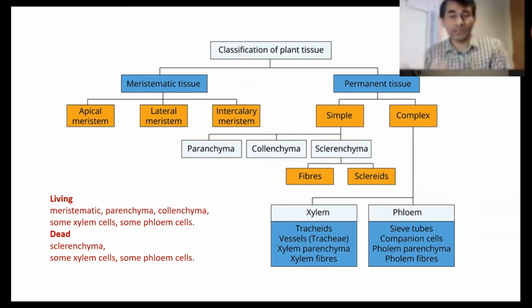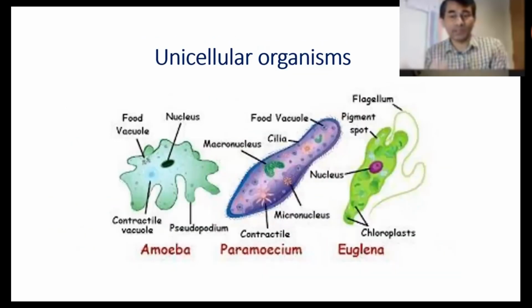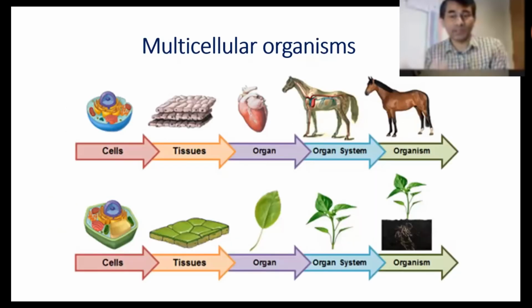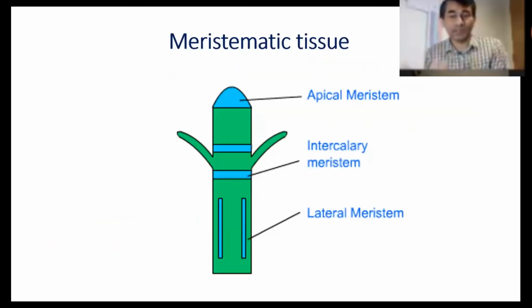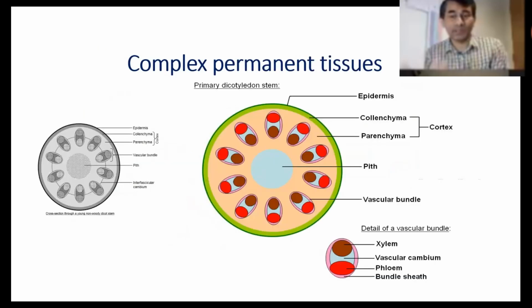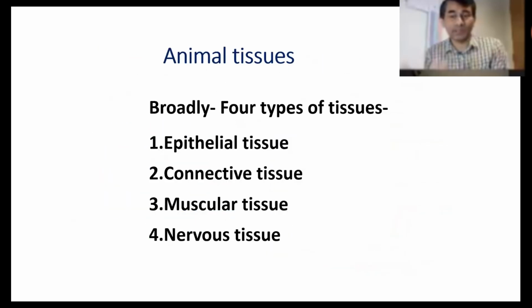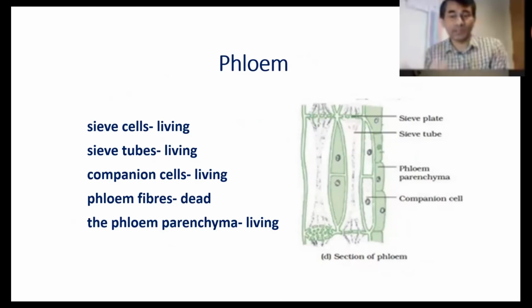Simple permanent tissues are parenchyma, collenchyma, and sclerenchyma. And permanent complex tissues are xylem and phloem. Xylem has 4 cell types, phloem has 5 cell types. So that's the classification of the tissues. And the tissues can be plant tissues or animal tissues. So we've just gone through the plant tissues in this lecture. Next time, we will go through the animal tissues.